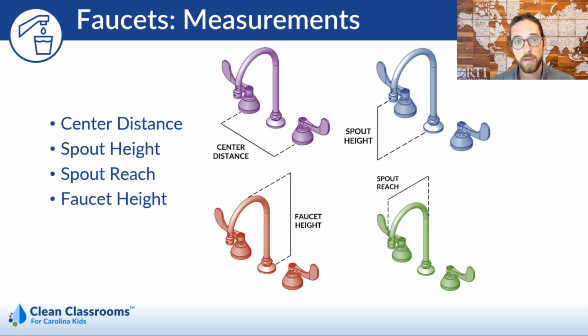Next, you will need a ruler or tape measure to take some measurements of the faucet, including the center distance, the spout height, the spout reach, and the faucet height in inches. My colleagues Erin White and Crystal Lee Powell-Jackson will show you how to take these 4 measurements in a quick video.